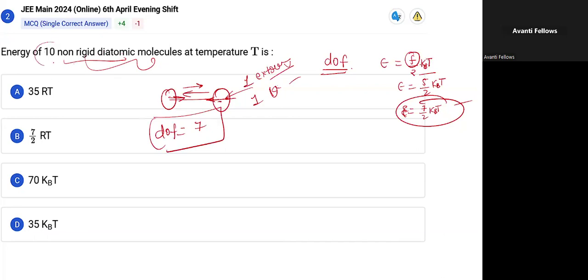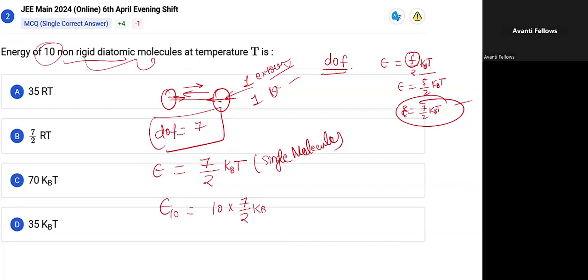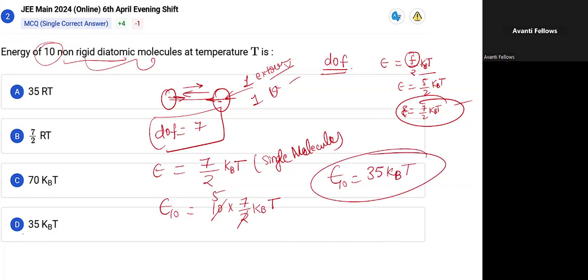Now we are given 10 molecules. So energy of a single molecule will become 7 by 2 times kB T. So this is for the single molecule. Now for 10 molecules, energy of 10 molecules becomes 10 multiplied by 7 by 2 kB T. So this will become, 5 times 7, 35. So E of 10 molecules will become 35 kB T. So option D is the correct answer.